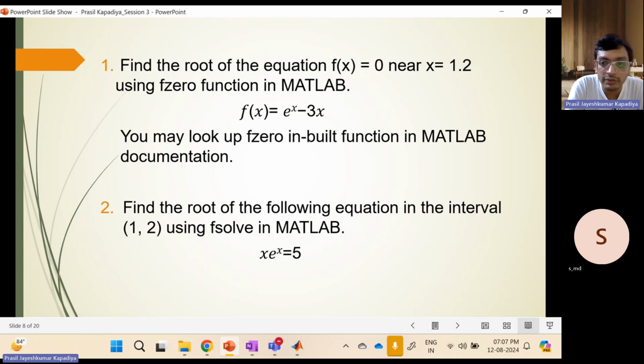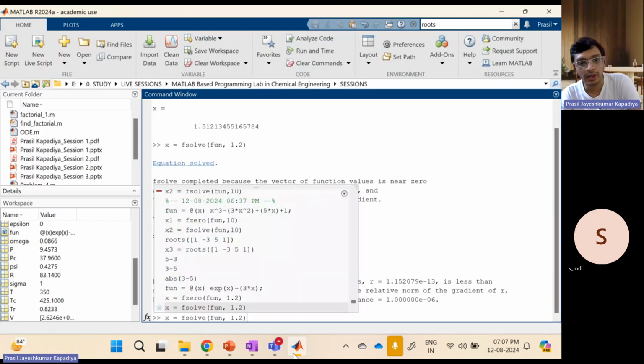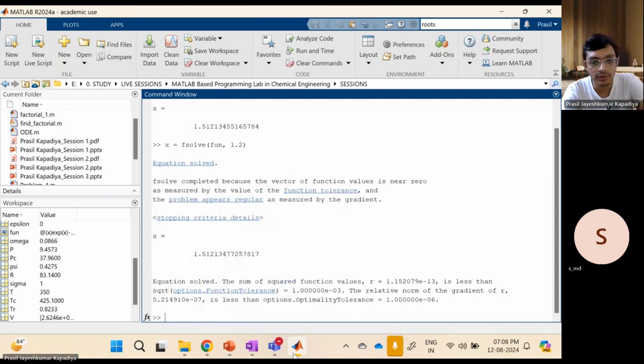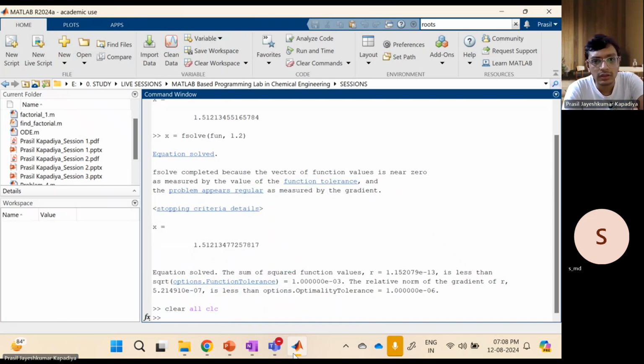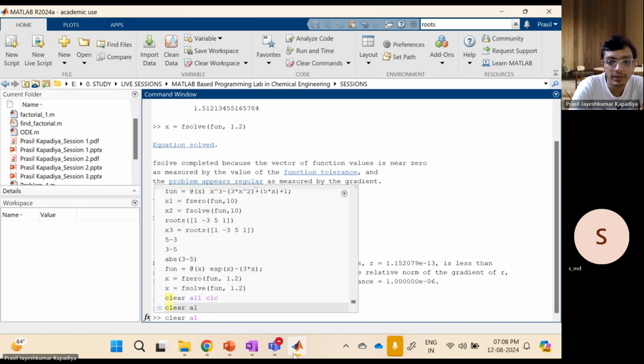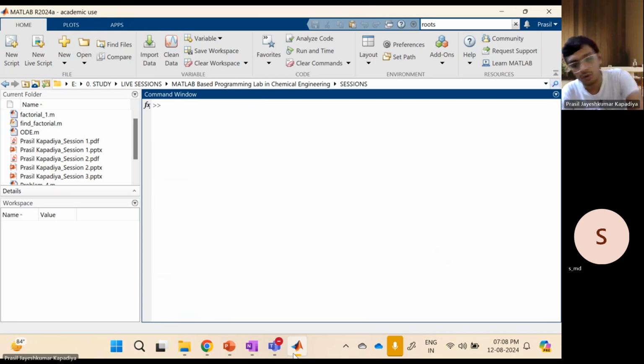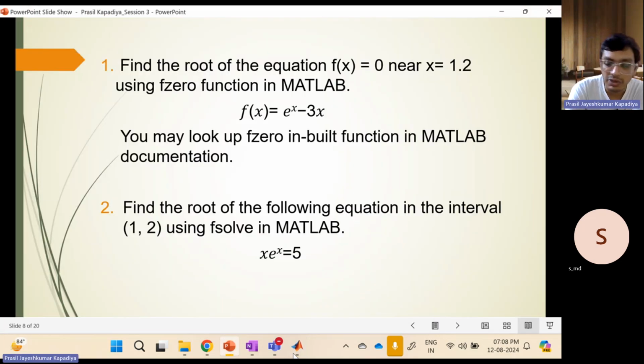Find the roots of the following equation in the interval 1 to 2 using the fsolve command in MATLAB, and my equation is x into e raised to x is equal to 5. So how will I write it down? I will write it down as f of x is equal to x into e raised to x minus 5.